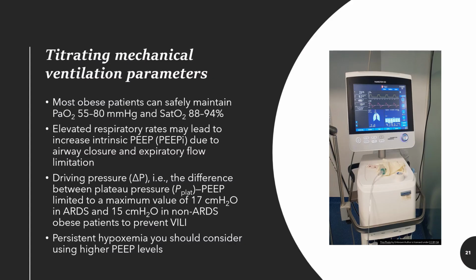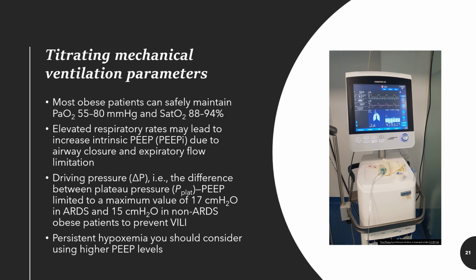So let's start talking about, now that you have the patient on some initial settings and you get a blood gas, how to set the vent up properly for the patient to make sure that you are using it in the best way. Most obese patients can benefit from a PaO2 of anywhere from 55 to 80, or a SAT of anywhere from 88 to 94. So you don't really need to bump up the FiO2 to get them a SAT of 98.